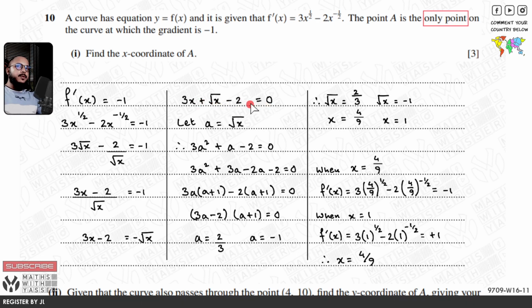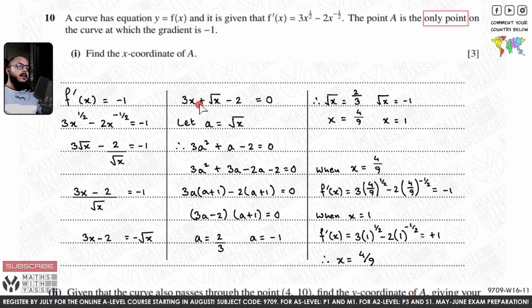And you should be able to recognize that this is a quadratic equation. Now let's use the substitution method to solve this. So we will consider a as root x. So 3a squared plus a minus 2 is equal to 0, because if you square this, you get just x. So now you will be using the middle term break. So it will be 3a squared plus 3a minus 2a minus 2 is equal to 0.